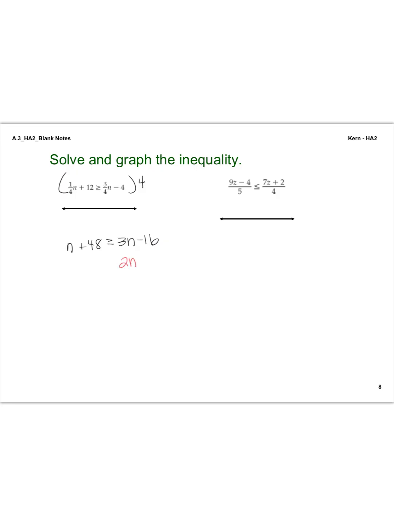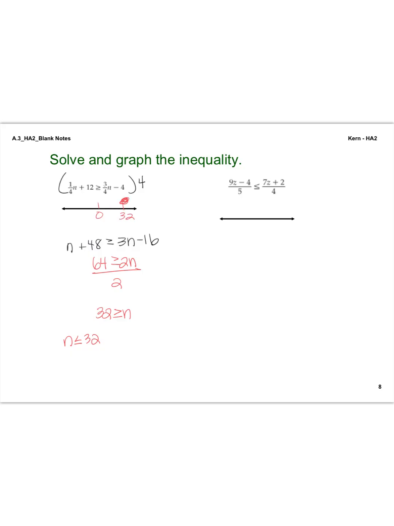Subtract n from both sides. Add 16 to both sides. Divide everything by 2. So n is on the right. 64 divided by 2 is what, 32? And I told you I like to just have my variable on the left side. Graph it. Doesn't have to be perfect.